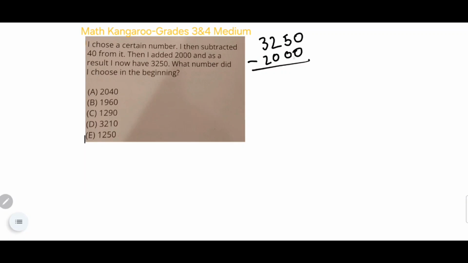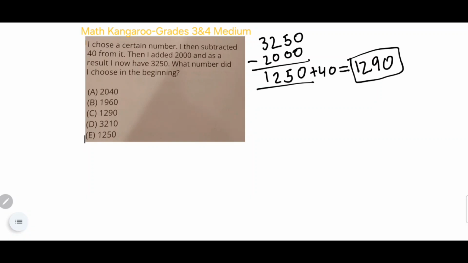So let's do this. 0 minus 0 is 0, 5 minus 0 is 5, 2 minus 0 is 2, and 3 minus 2 is 1. 1,250. Since they said I then subtracted 40 from it, we can reverse it and make it add 40, so plus 40. Well, we know that 50 plus 40 is 90, so there's no regrouping needed, which means it's 1,290. This will be our answer for this problem.